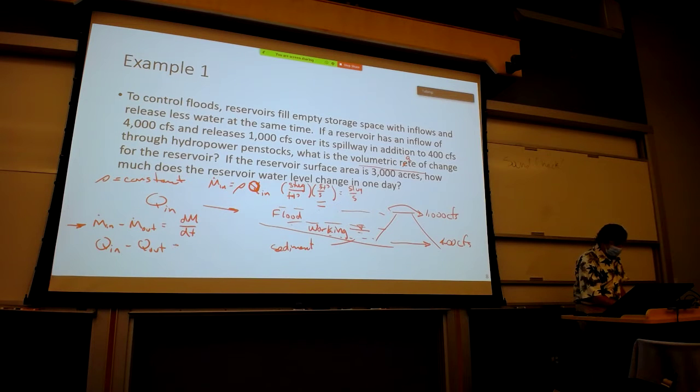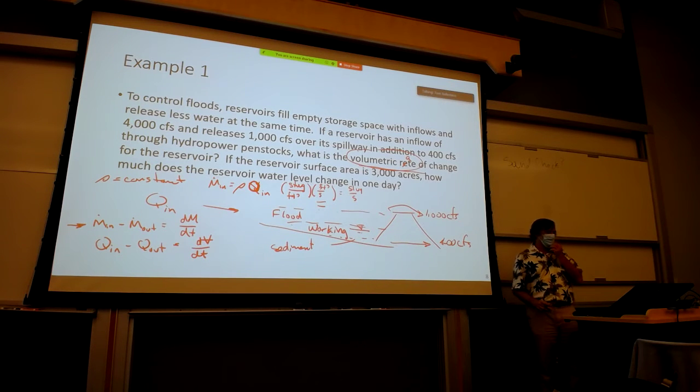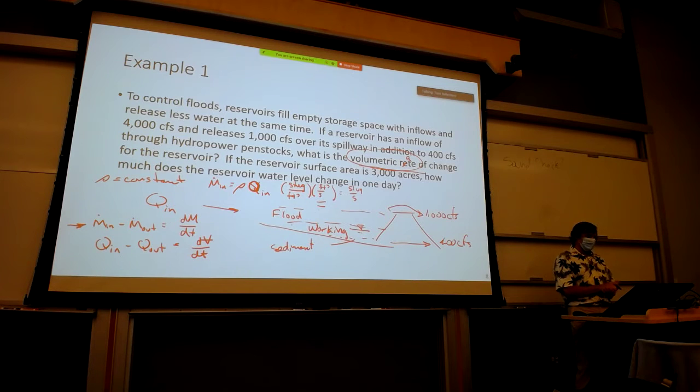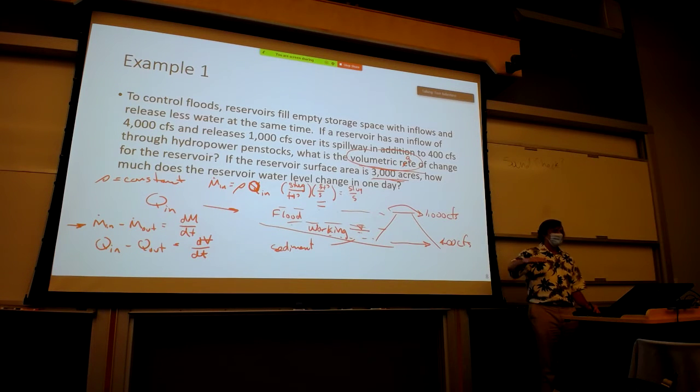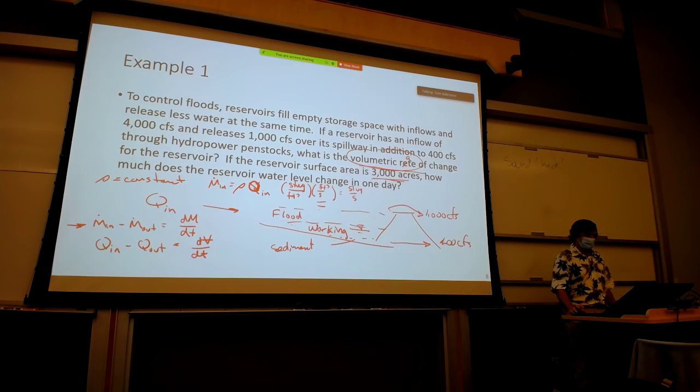And this would then be equal to the change in the volume of the reservoir with time. And that's what's being asked. What's the volumetric rate? So all we would need to do in this question is sum inflows, subtract all the outflows, and that would give us our volumetric rate. The next part of this question is, if we have a reservoir surface area of 3,000 acres, what's the rate of change of the water surface in 1 day?